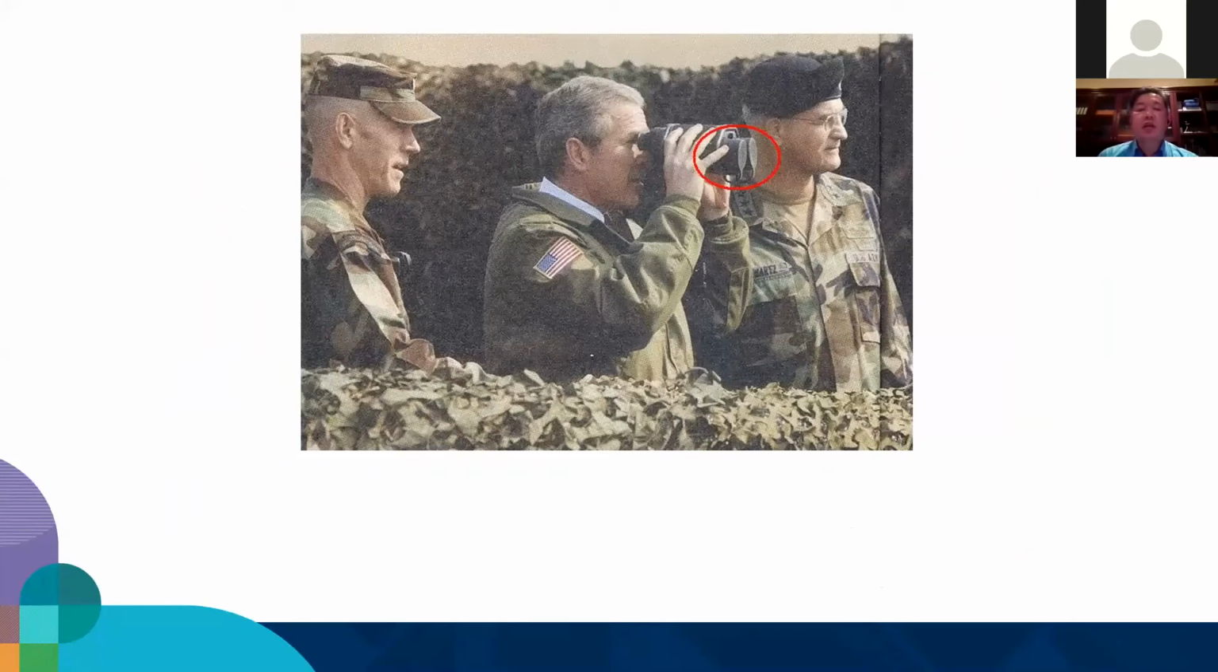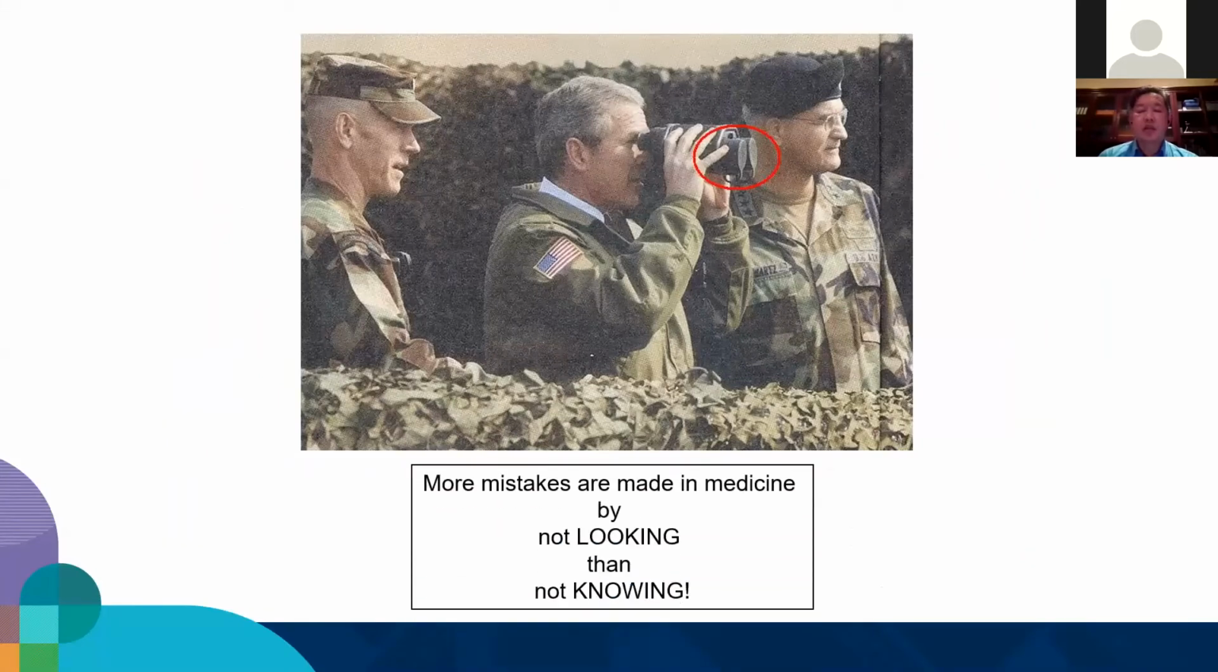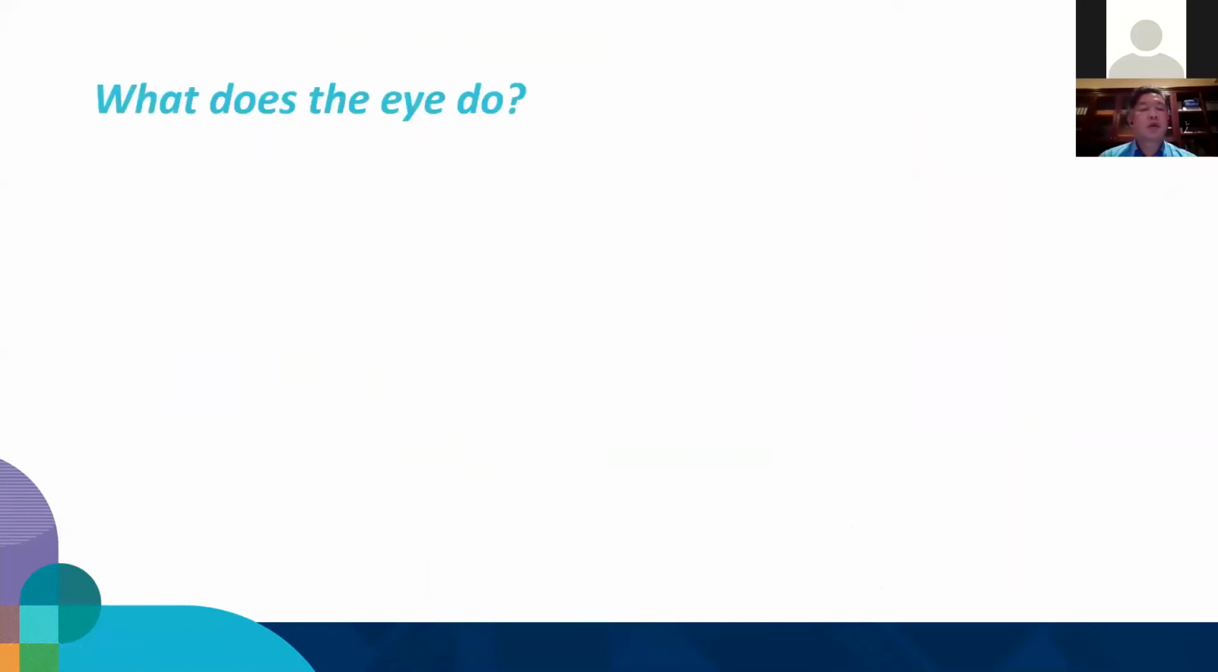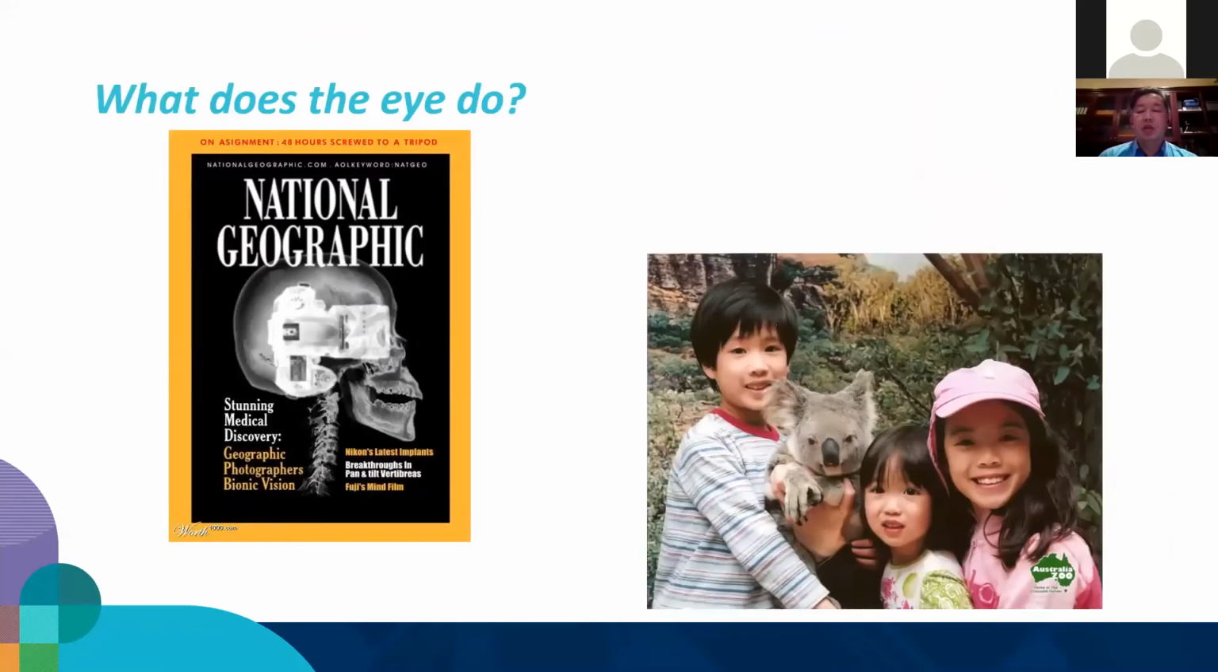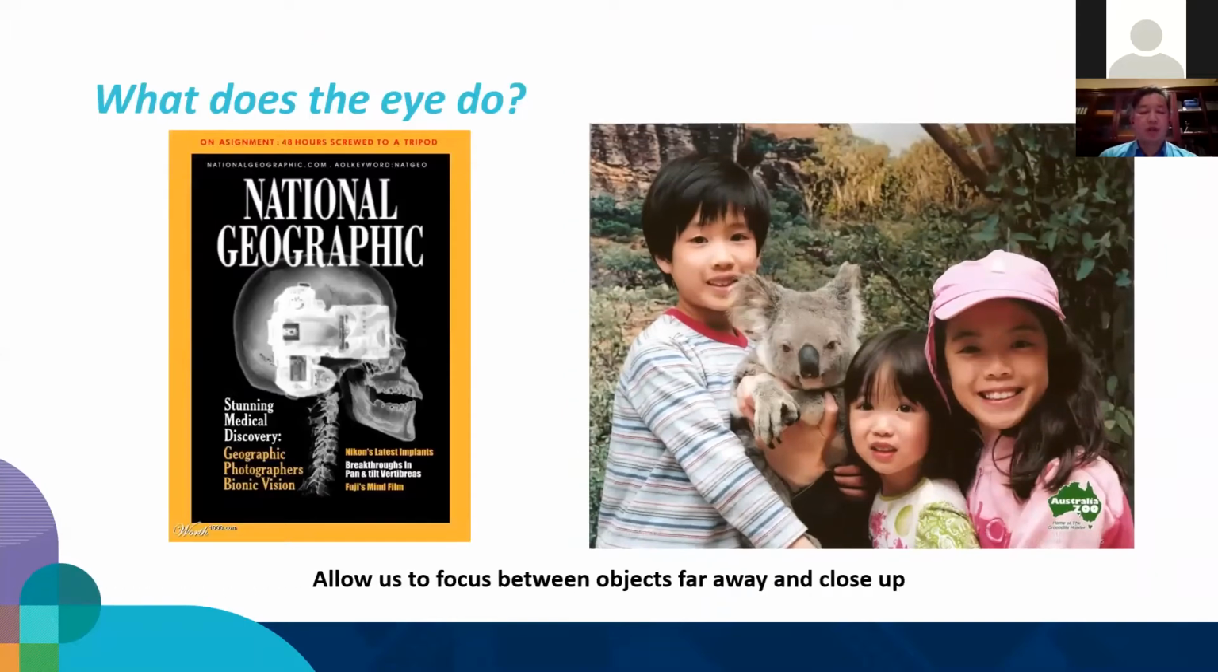So like anything in medicine, more mistakes are made in medicine by actually not looking than actually not knowing. So in essence, what does the eye do? Pretty much it takes pictures. It takes pictures of objects that are far away and in close up.